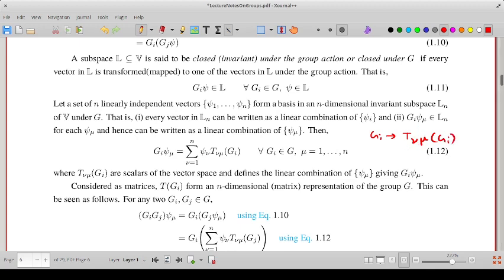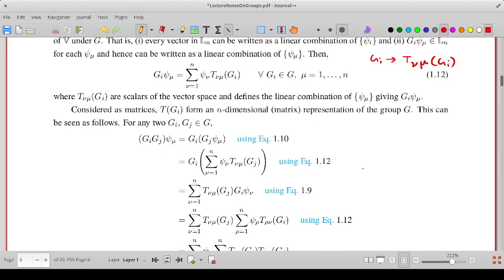Now, considered as matrices, this set of numbers forms a representation of the group G, with the representation matrices given by these matrices. We now need to show that this statement is true. First of all, we need to show that these matrices are non-singular, and secondly, we need to show that these matrices form a homomorphism from the group to the set of n by n matrices.